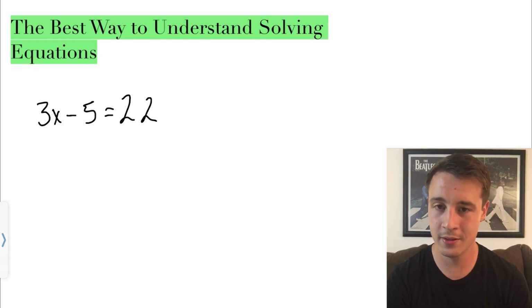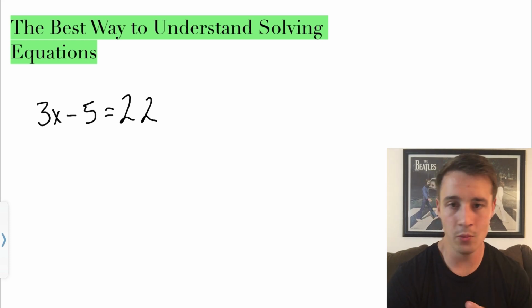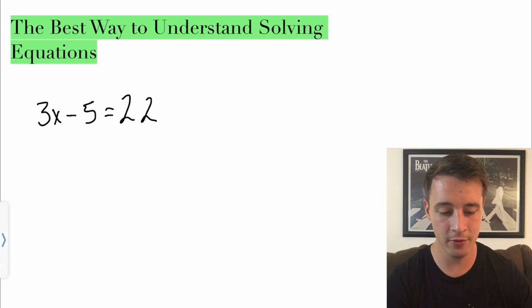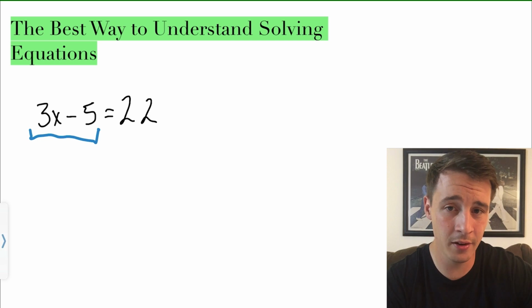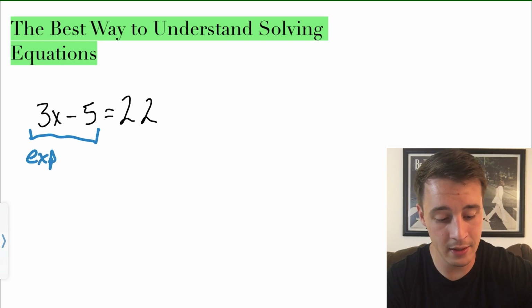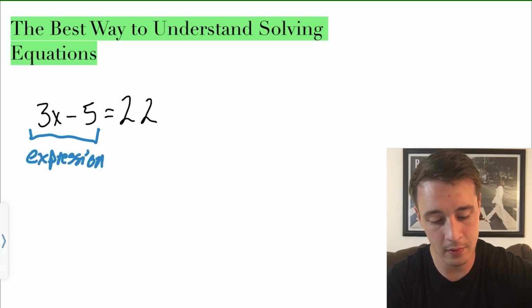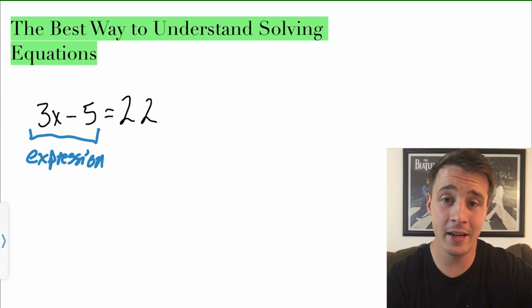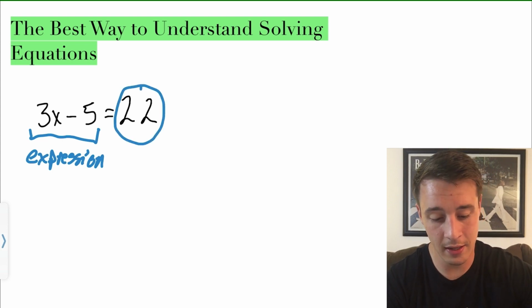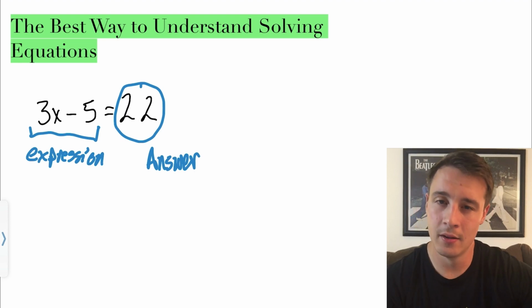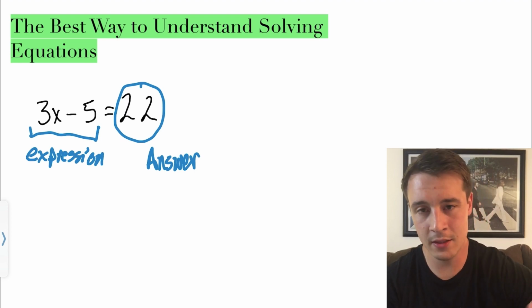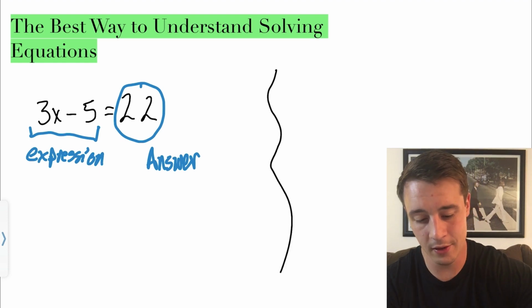All right, before we start talking about that, let's break down the parts of this equation that I have in front of me right here. So this piece right here, the piece that contains the variable, we'll refer to that as the expression. All right, the side that it's equal to, just the constant number in this case, the 22, we'll refer to that as our answer. So we have our expression, we have our answer. Sounds familiar, right? Let's look at our order of operations just as a quick review.